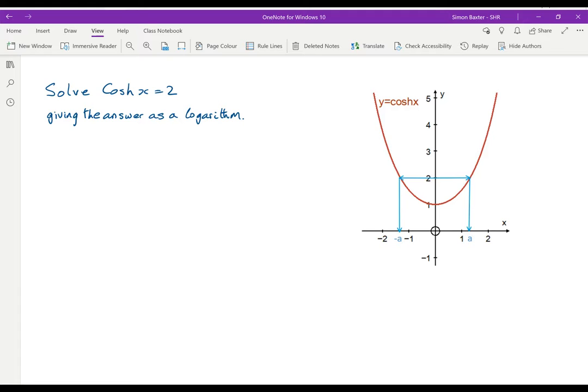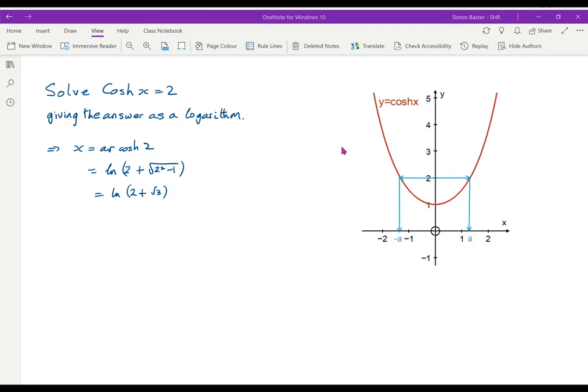We can just write that x equals arcosh 2, and if we remember the logarithmic form, that is log of 2 plus root 2 squared minus 1, which is log of 2 plus root 3. The only problem there is that arcosh is a function which only gives one answer.